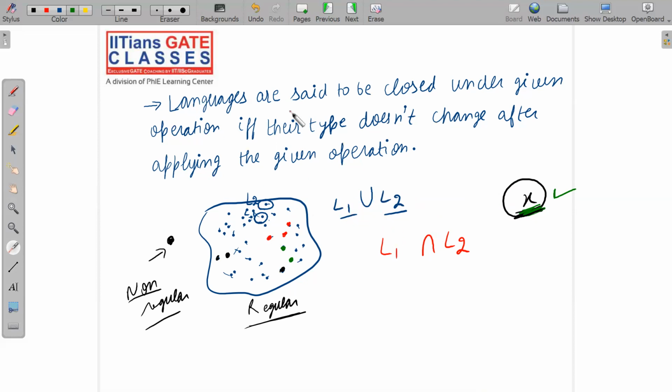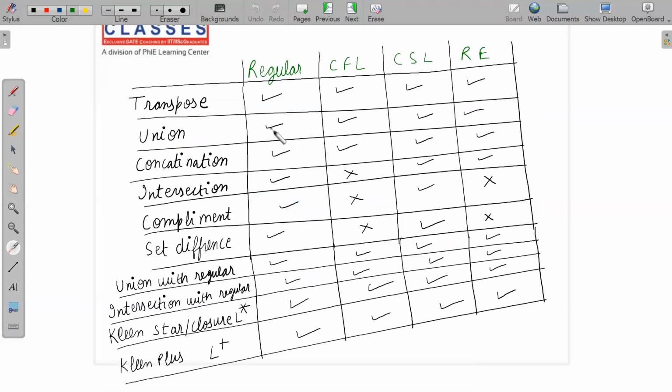Now I hope I have spent a sufficient amount of time on explaining what exactly closed means. I hope you have got the idea. Now let's move to the next slide. This is the summary of today's class. We will study all these operations. I think I have written 10 operations: 1, 2, 3, 4, 5, 6, 7, 8, 9, and 10.